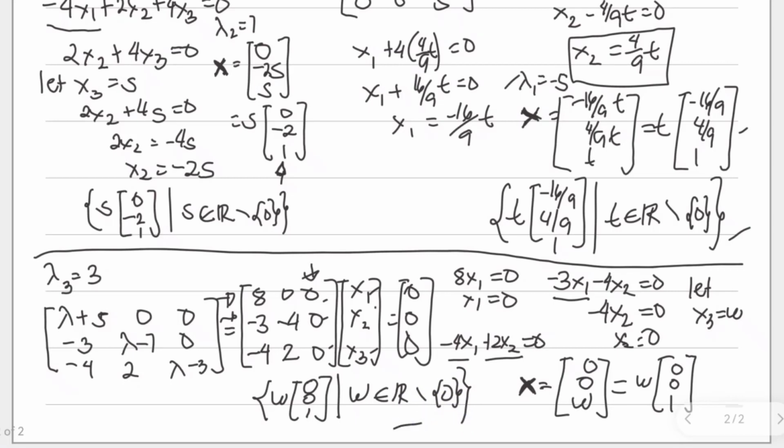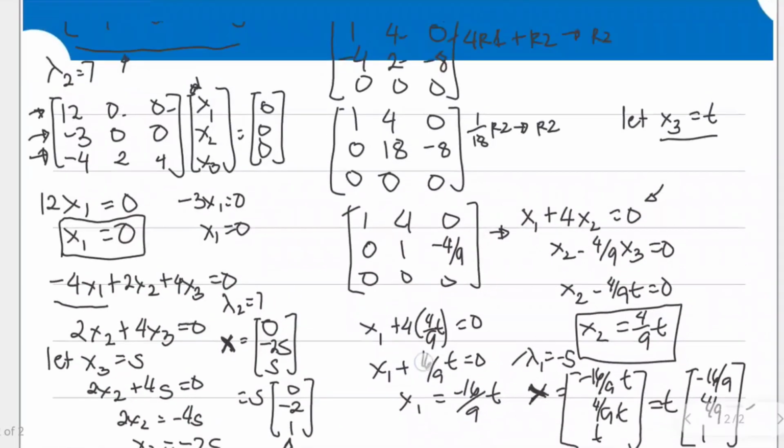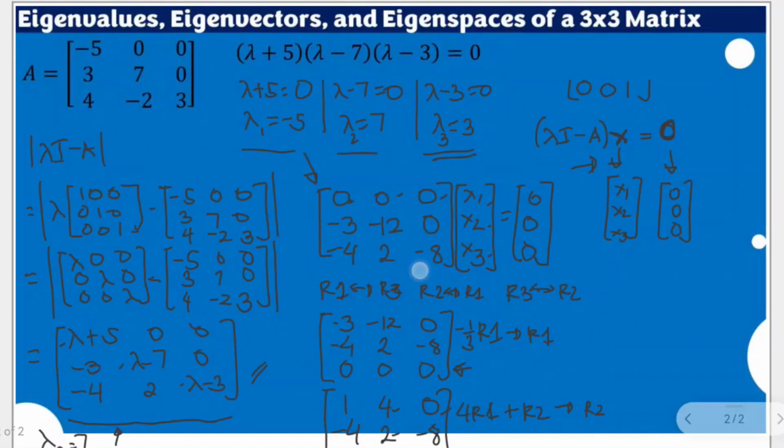So that is the eigenspace and eigenvector of the eigenvalue 3, and the same goes on. This is how, again, we verify or we solve for eigenvalues, eigenvectors, and eigenspaces of the 3x3 matrix using an already identified characteristic equation.